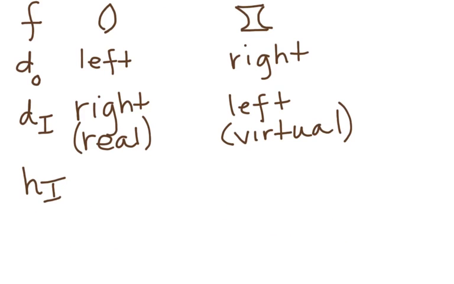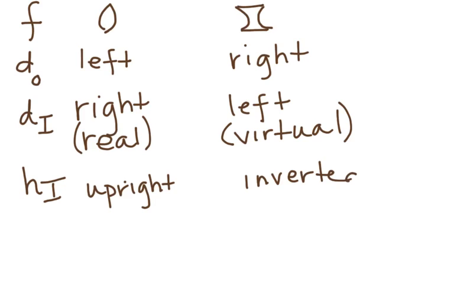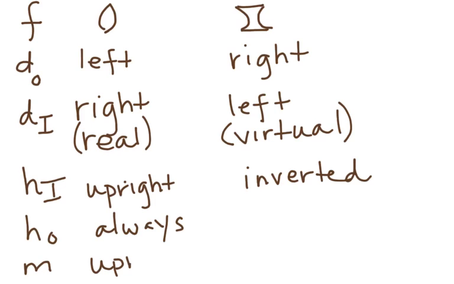The height of the image, if it's upright, it's positive, just like with mirrors. If it's negative, it's inverted. The height of the object, we're going to say, is always positive. And for magnification, if your object is upright, we'll have a positive value for magnification. If it's inverted, we will have a negative value for magnification.